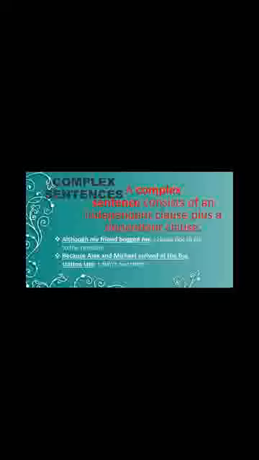A complex sentence consists of an independent clause plus a dependent clause. Okay? Although my friend begged me, I chose not to go to the reunion. I chose not to go to the reunion is a main clause or an independent clause. Although my friend begged me is a dependent clause. It depends on the main clause to complete its meaning.